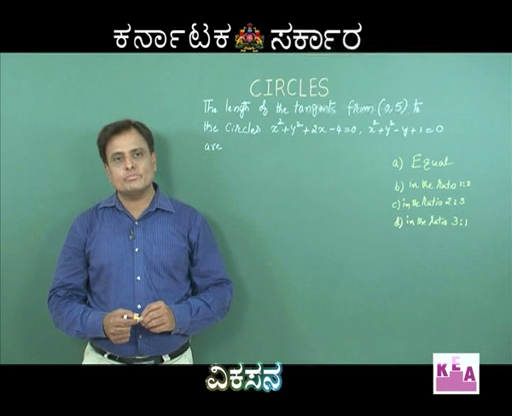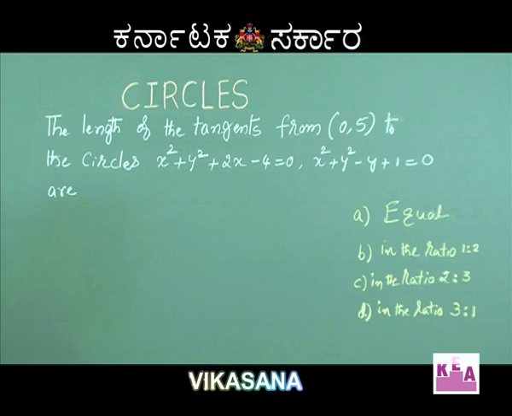Let us move on to the next example. Read the question. The length of the tangents from 0, 5 to the circles x square plus y square plus 2x minus 4 is equal to 0, and x square plus y square minus y plus 1 is equal to 0 are: option A, equal, that is lengths of tangents are equal. Option B, the lengths of the tangents are in the ratio 1:2. Option C, in the ratio 2:3. Option D, in the ratio 3:1.